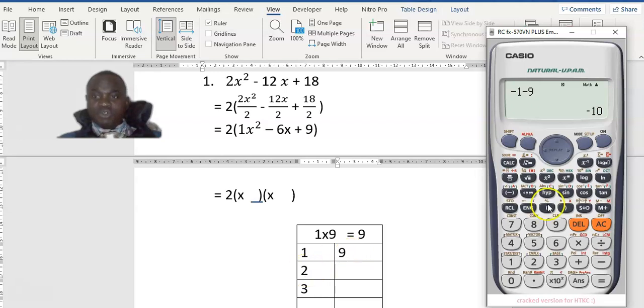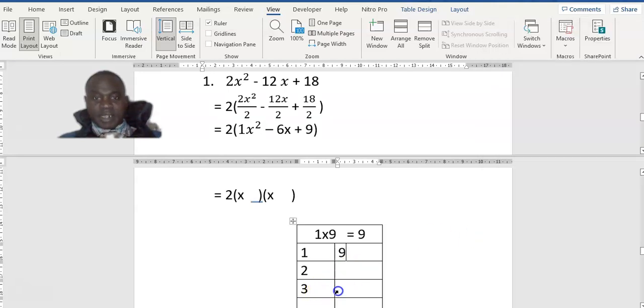So let's move on to 2. 2 times what number will give you 9? Let's see whether it's possible. So 9 divided by 2 gives us a fraction. We don't want a fraction, so we can't use 2. You skip 2. Let's move on to 3. 3 times what number will give you 9? So it's going to be 9 divided by 3. It gives you 3. So it means we are going to have 3 here.